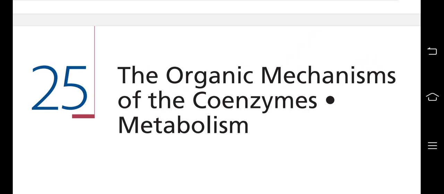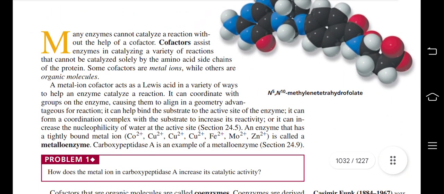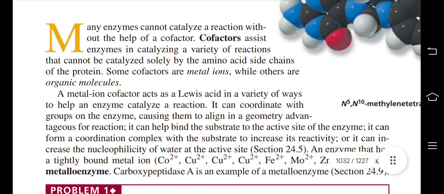Today we will read the chapter The Organic Mechanism of Coenzymes in Metabolism. Many enzymes cannot catalyze a reaction without the help of a cofactor. Cofactors assist enzymes in catalyzing a variety of reactions that cannot be catalyzed solely by the amino acid side chains of protein. Some cofactors are metal ions while others are organic molecules.